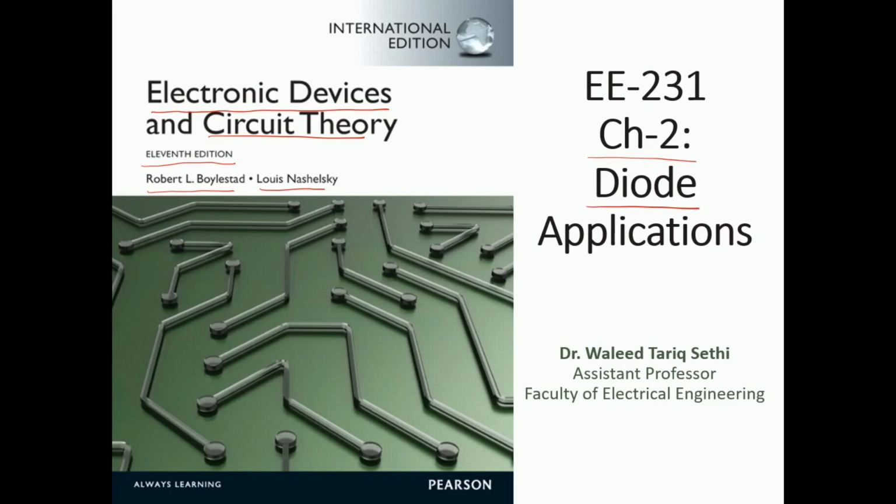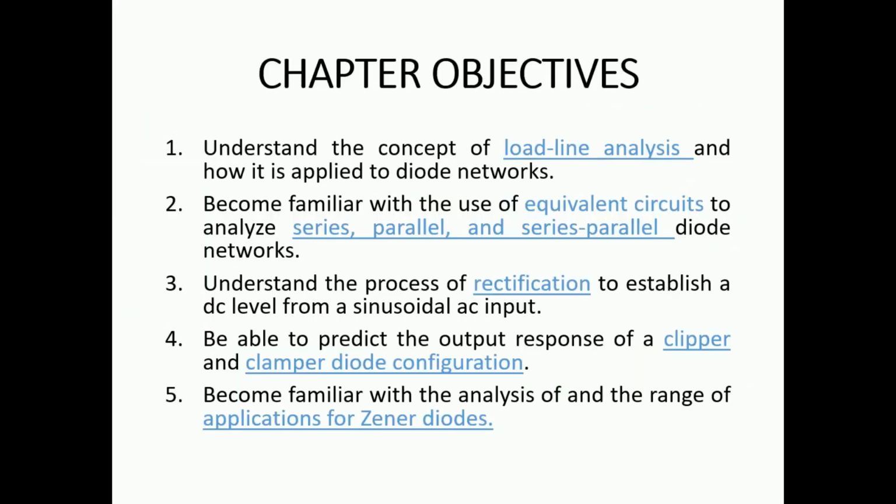So now let us have a look at the objectives that we are going to cover in this chapter. First, we are going to understand what is load line analysis associated with any electronic device. In this case, the electronic device will be a semiconductor diode. Second, we are going to see the equivalent circuits that help us analyze a diode in a series combination, a parallel combination, and then the series and parallel combination.